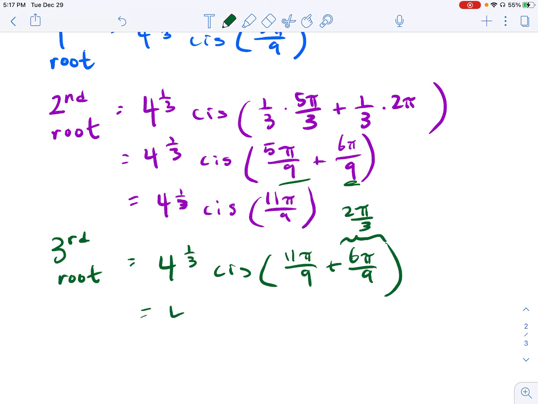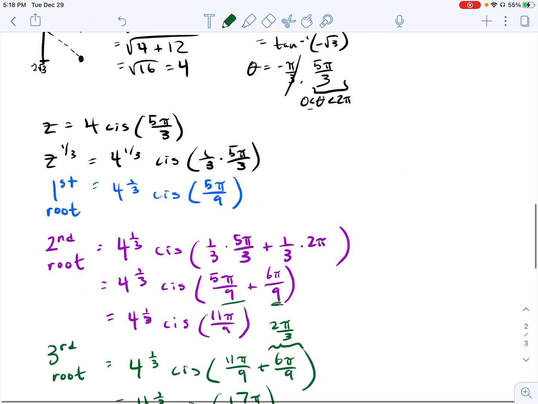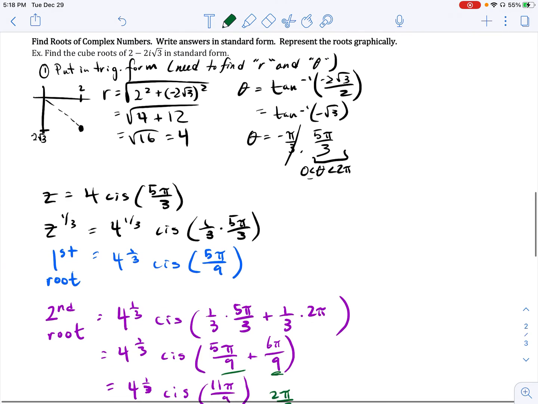So if we simplify, we get 4 cube root of 4 cis 17 pi over 9. So there is our third angle there. So, a pretty basic example where we found the 3 cube roots of this complex number in standard form.